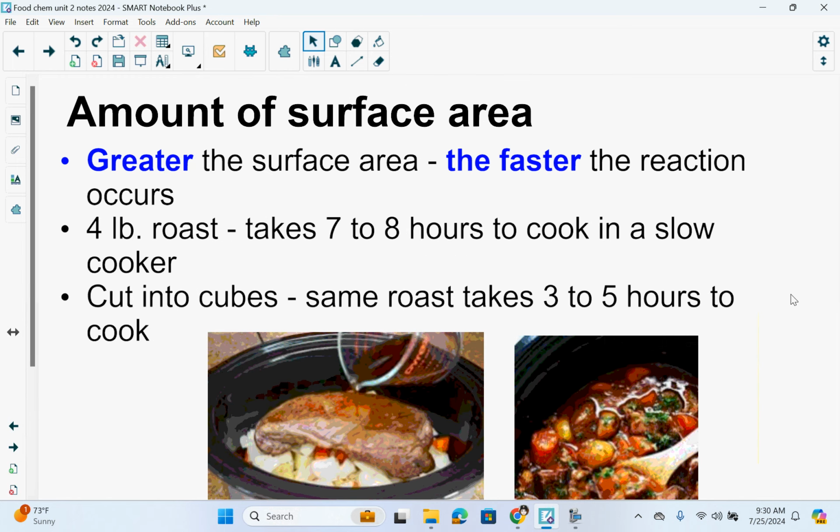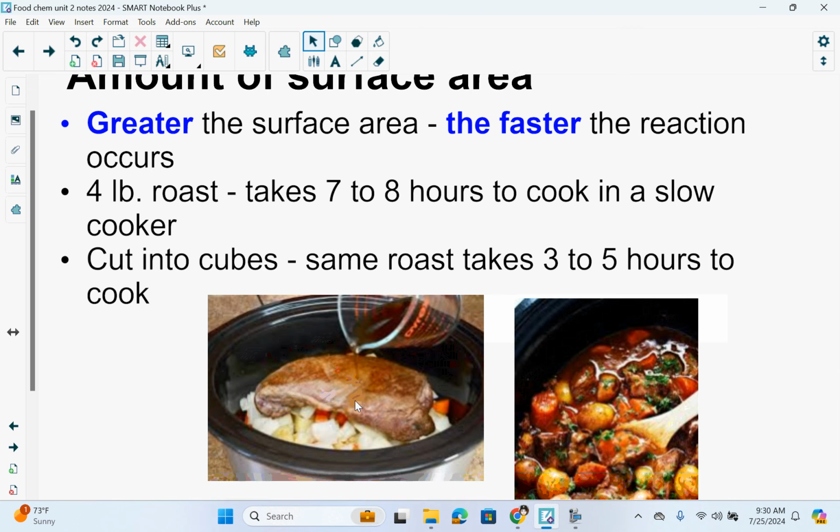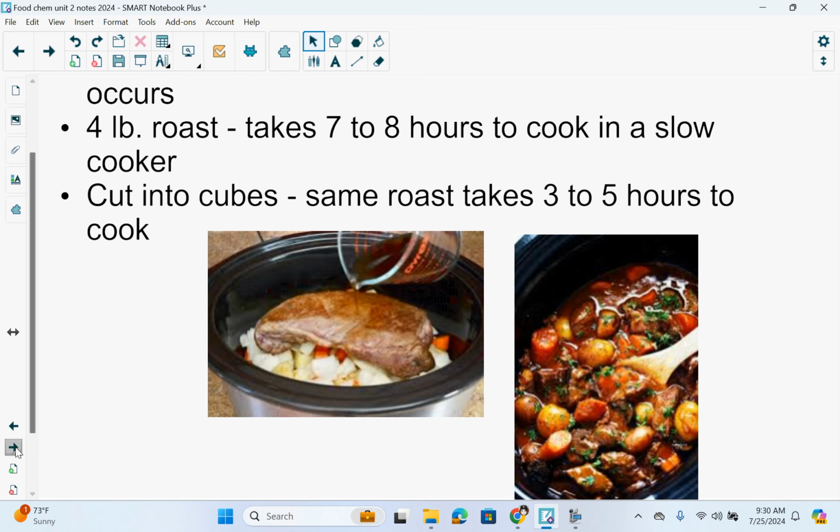The amount of surface area. The greater the surface area, the faster the reaction occurs. So a 4-pound roast right here takes 7 to 8 hours to cook in that slow cooker that I just mentioned. But if you cut it into cubes, the same roast would take 3 to 5 hours, right? So it's a lot less time because you increase the surface area with the smaller pieces.